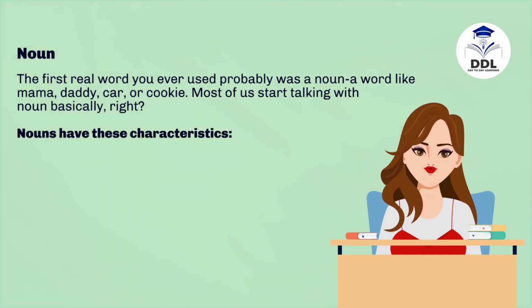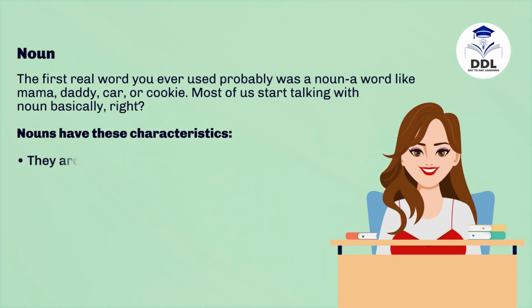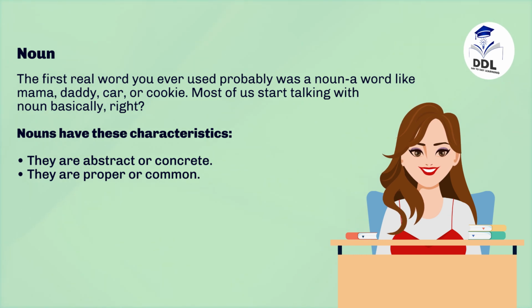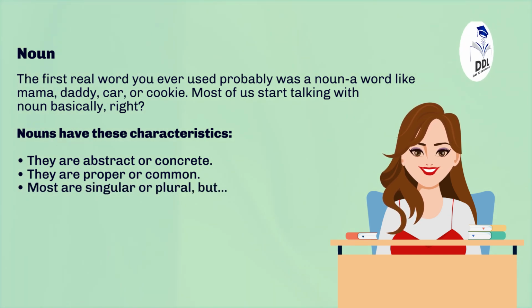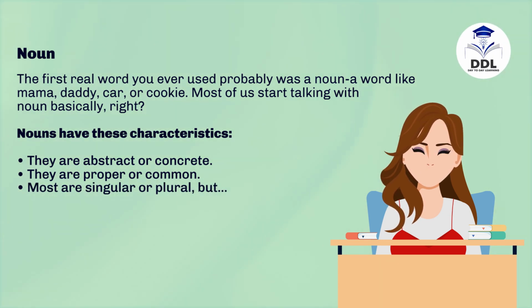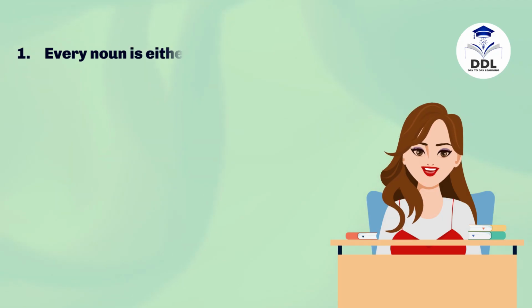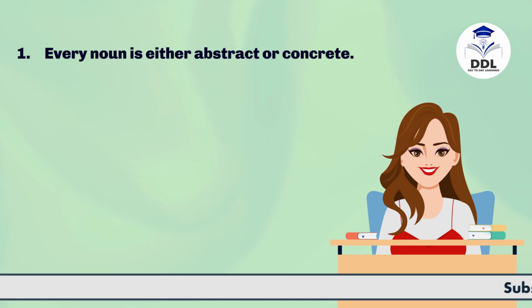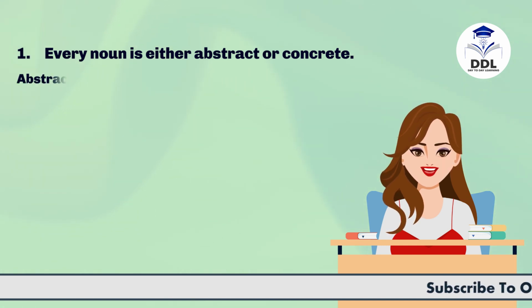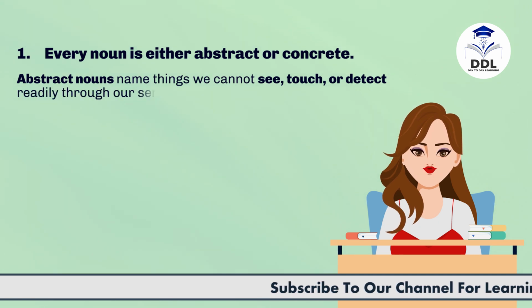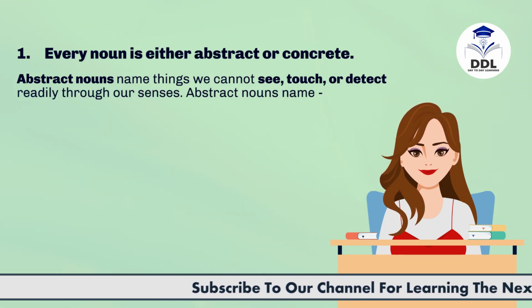Nouns have these characteristics. They are abstract or concrete. They are proper or common. Most are singular or plural, but some are collective. Every noun is either abstract or concrete. Abstract nouns name things we cannot see, touch, or detect readily through our senses.